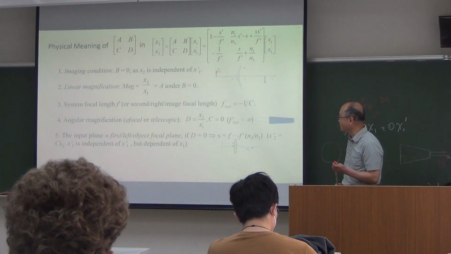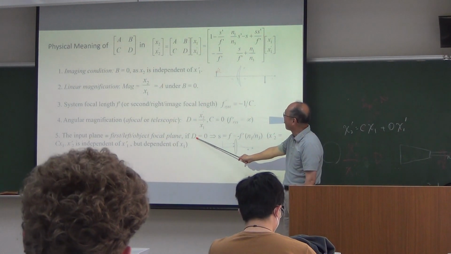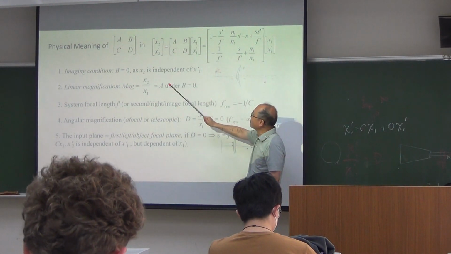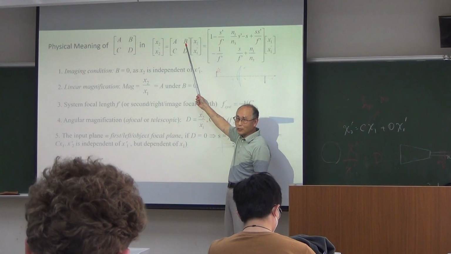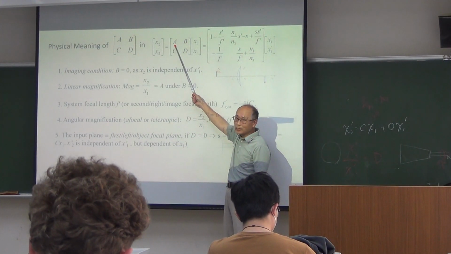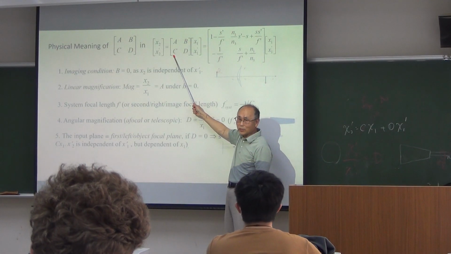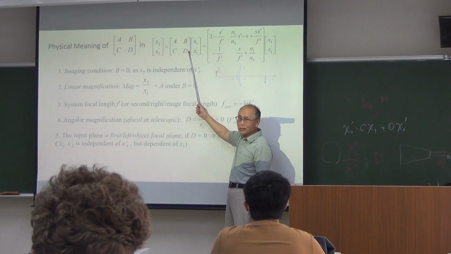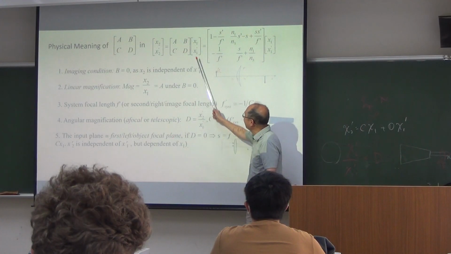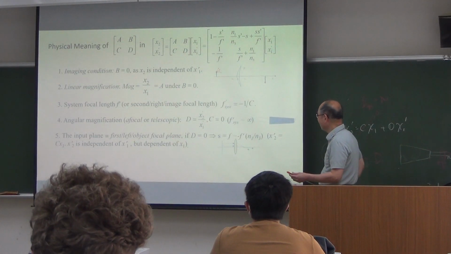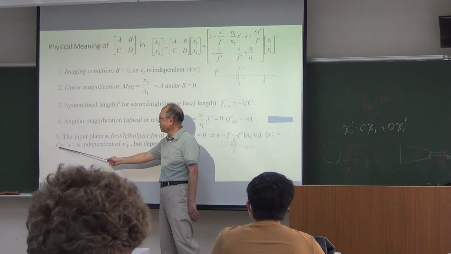Another thing is that if you set D equal to 0, okay, we previously set B equal to 0, and B gives you the imaging condition, and when B equals 0, A is the linear magnification, and C is the negative inverse of the system focal length, and D is the angular magnification if we set C equal to 0. Now, let's set D equal to 0. What happens? When D equals 0, it means that x2 prime is going to be equal to x1 multiplied with C.